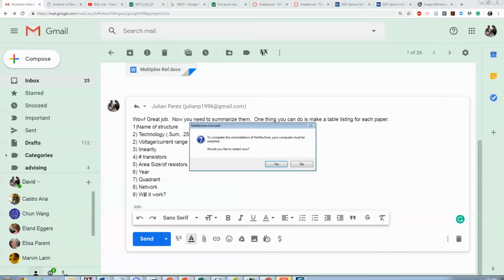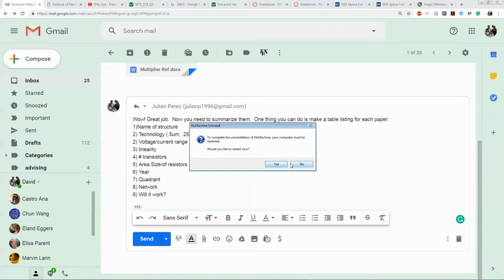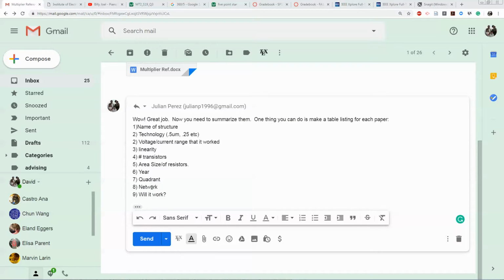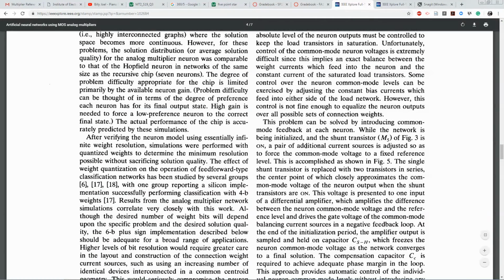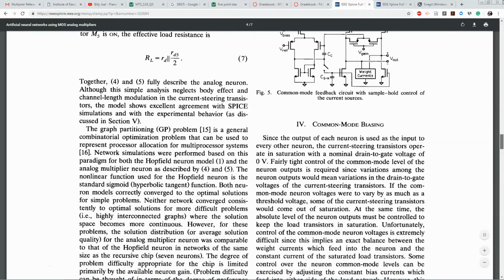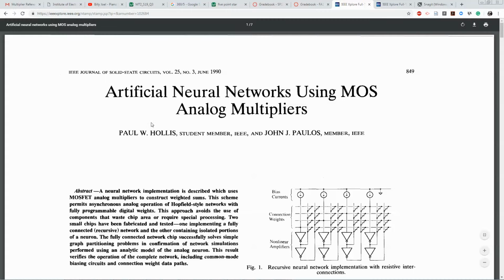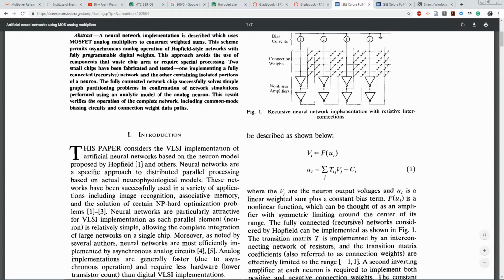Which might be hard for you to see right off the bat. So I thought let's just do the first paper, okay, which is artificial neural networks using MOS analog multipliers.